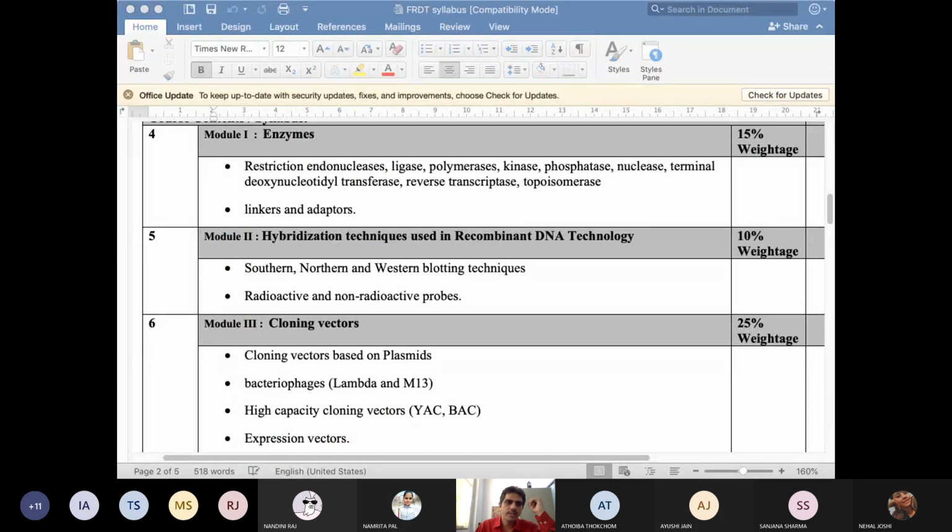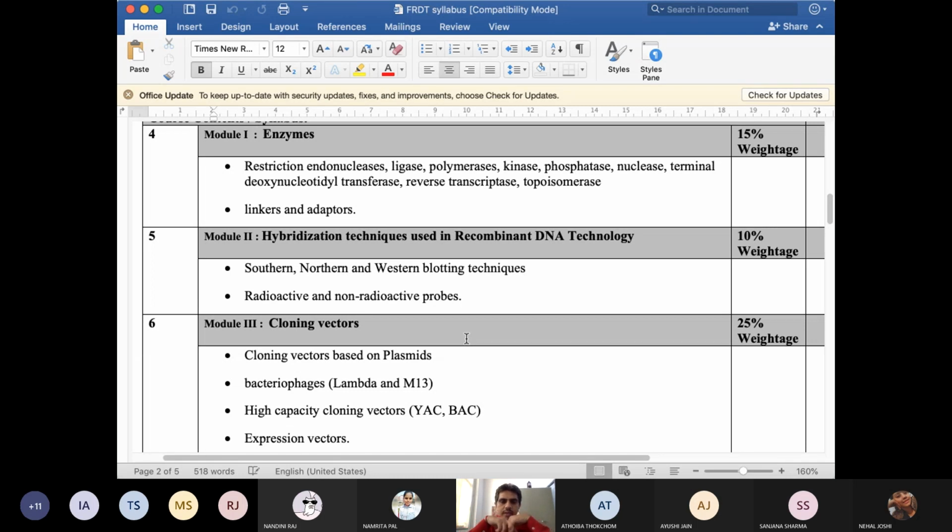Okay, so this is your syllabus, and the second module is going to talk about mainly two things. One is blotting, simply what blotting is, and the second is detection. In blotting, three types of blotting are there: Southern blotting, Northern blotting, and Western blotting. And detection-wise, there are two types of detection: radioactive and non-radioactive.